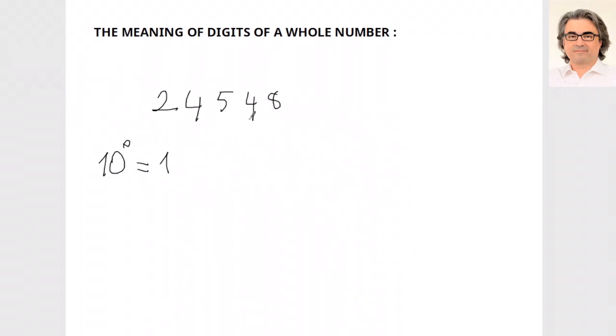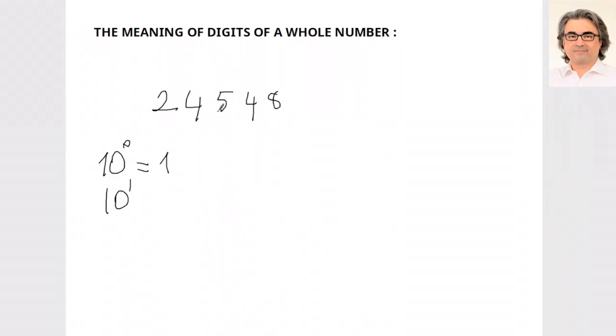What about the second number after 8? 4. The meaning of 4 is the number of 10 to the power of 1. 10 to the power of 1 is 10. So the meaning of 4 is I have 4 tens.